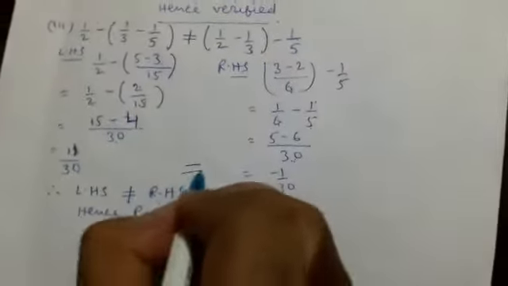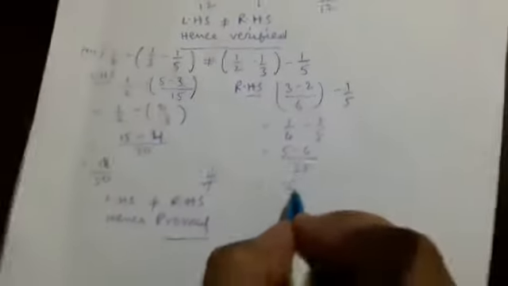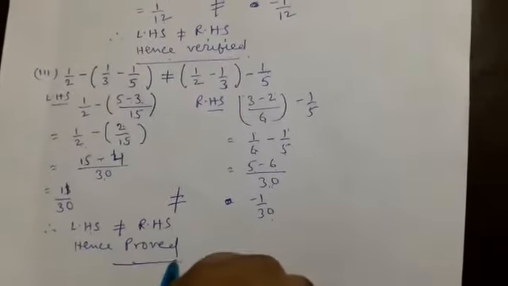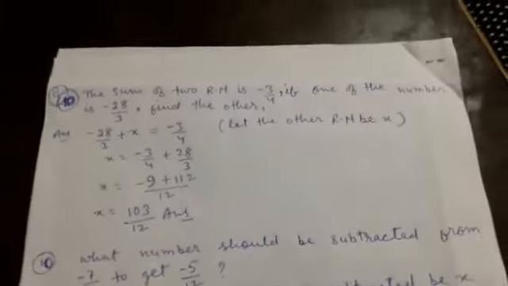So 11 by 30 is not equal to minus 1 by 30. Therefore LHS is not equal to RHS. Hence proved. Now we will see the next question.